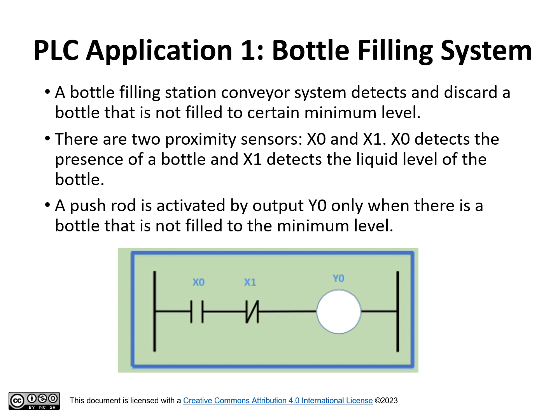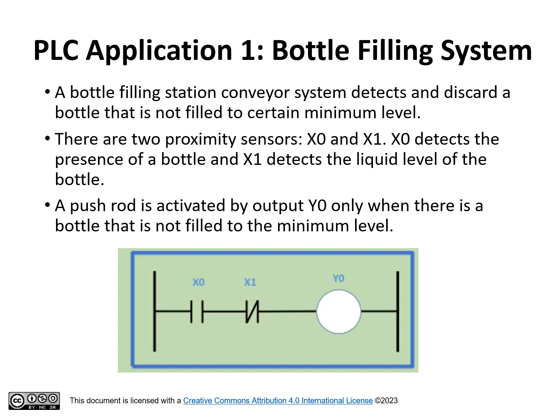A push rod is activated by output Y0 only when there is a bottle that is not filled to a minimum level. The ladder logic implementation of this application is shown in the figure. Note that this is a simplified ladder logic implementation. A complete implementation is significantly more complex than this one.